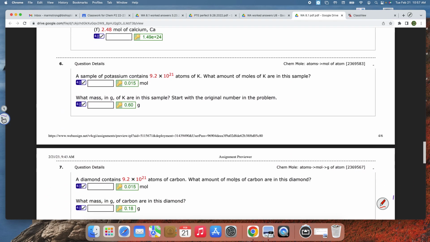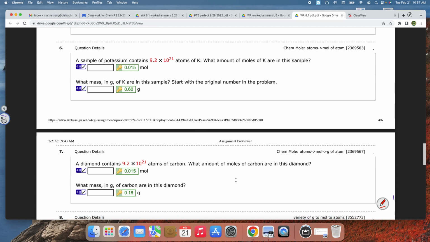Moving right along. Question 6, a sample of potassium contains this many atoms. What amount of moles is this? So we are going from atoms to moles. We could do this. So this one's atoms to moles. And I'm going to have to squeeze this in right here. So 9.2 E21 atoms of potassium. And I remember it's GMA, but I can go backwards. I can definitely go from atoms to moles.